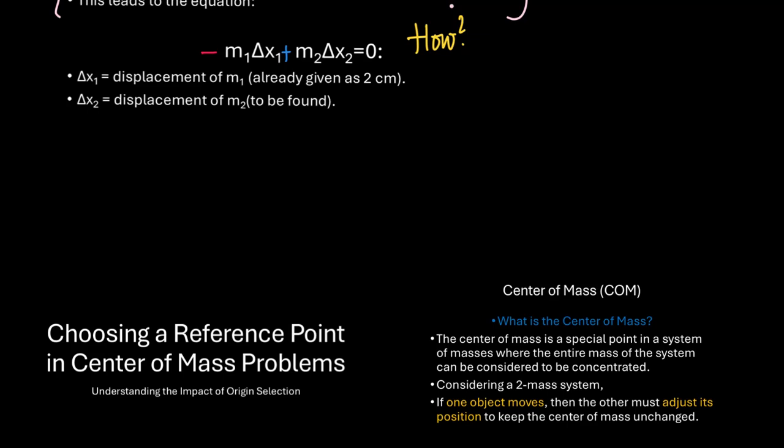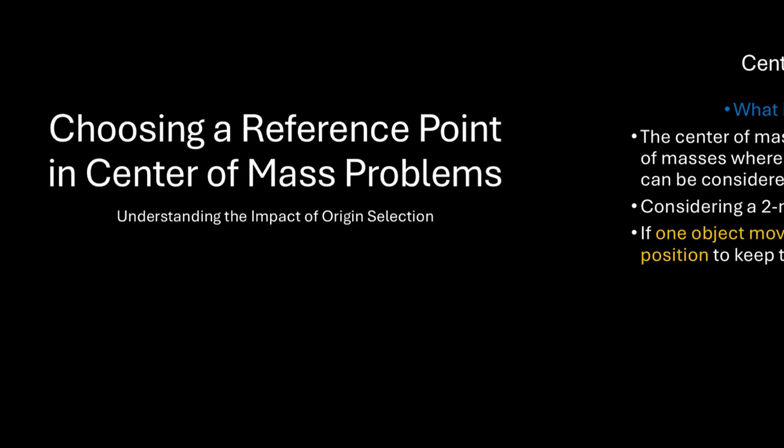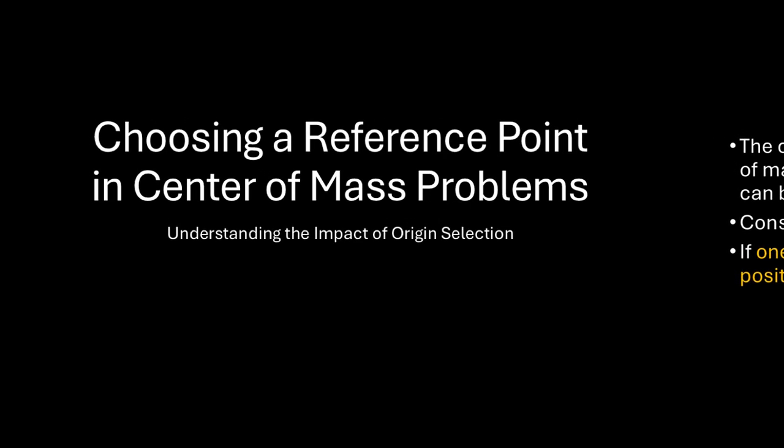So now we'll discuss this formula here, which is m1 x minus m1 x1 plus m1 delta x1 plus m2 delta x2 equal to 0. And how did we arrive at this? But before we go into directly deriving this, something more important to understand is the significance of choosing a reference point or an origin while calculating problems based on center of mass.